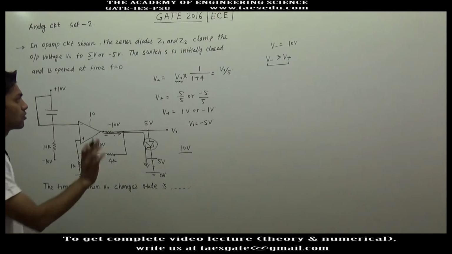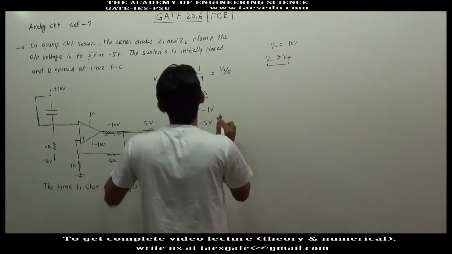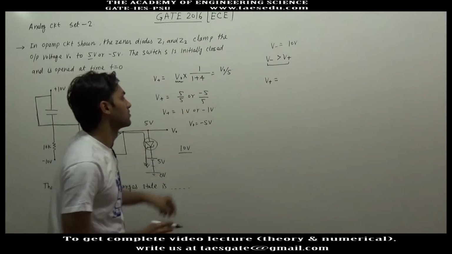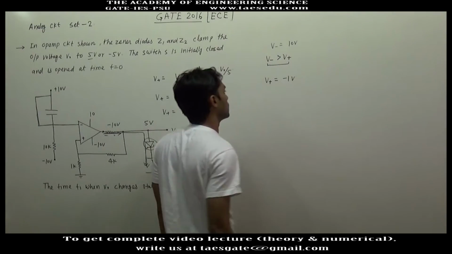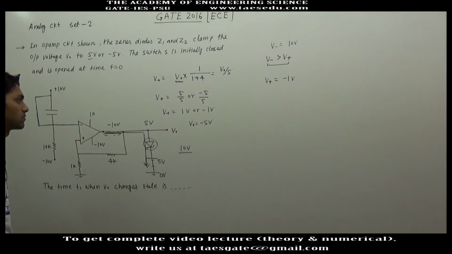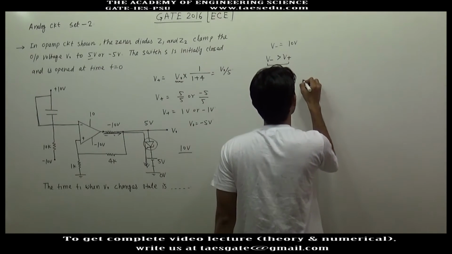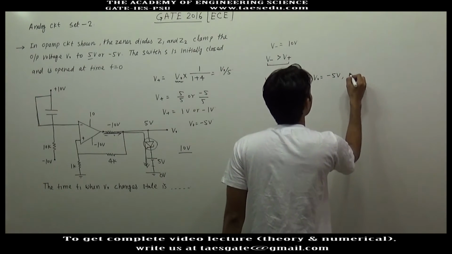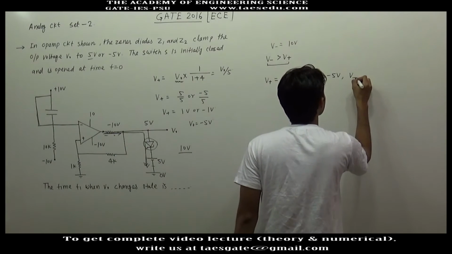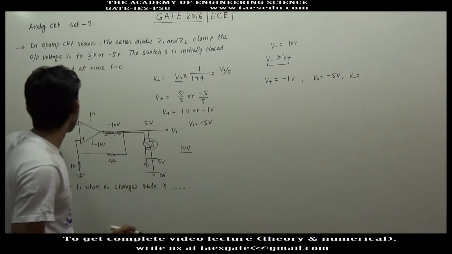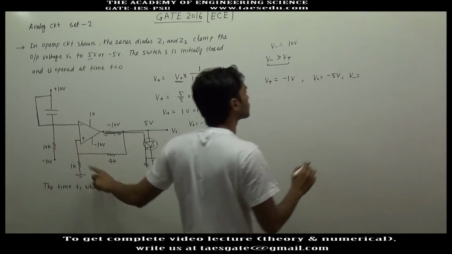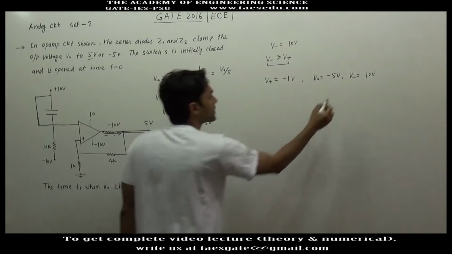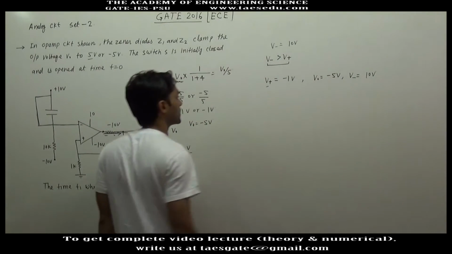So initially the output voltage will be minus 5 volt, and the voltage at the non-inverting terminal will be minus 5 divided by 5. So this voltage will be minus 1 volt. So initially V plus is minus 1 volt, the output voltage is minus 5 volt, and V minus, the potential of this inverting terminal, is 10 volt. Since V minus is greater than V plus, the output voltage will be negative.